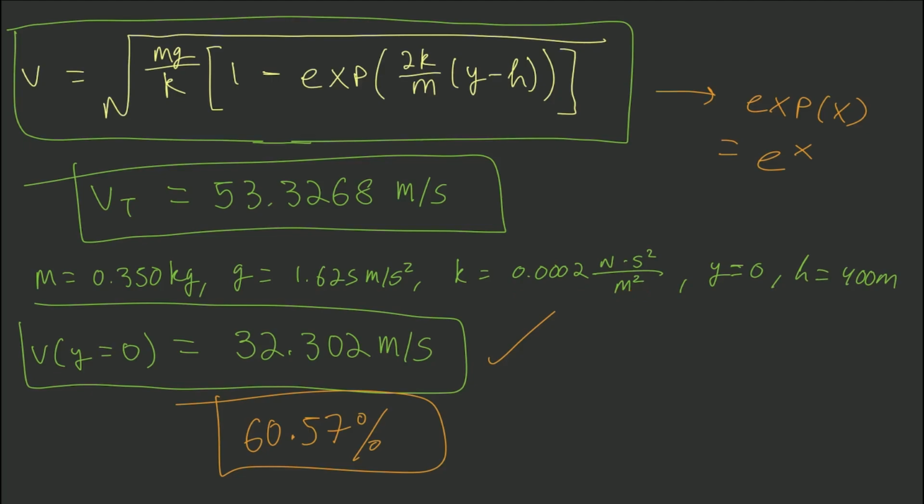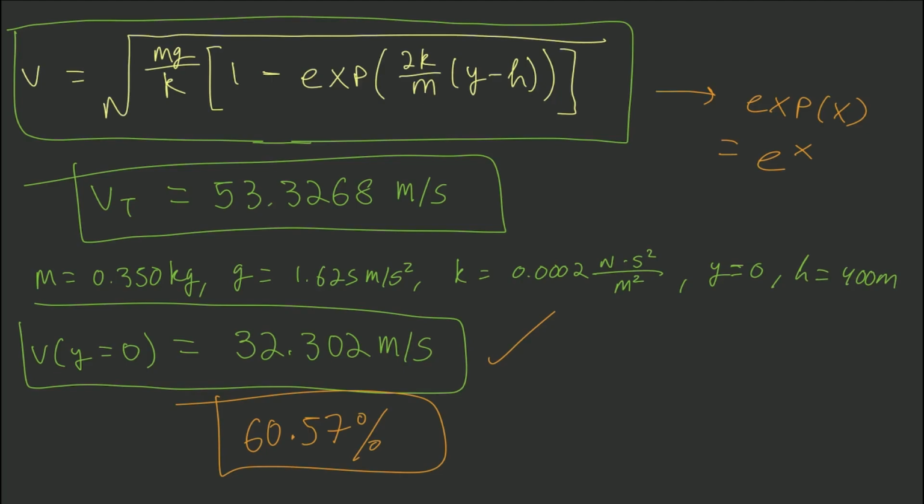If we plug all these values into our calculator, we'll see that the velocity at y equals 0, or the velocity when the object hits the ground, because remember we defined the ground as y equals 0, is 32.302 meters per second. So two great things about that result. One, it's less than the terminal velocity, so we know that it was a valid result out of this function right here, so we can trust it and we can use it.